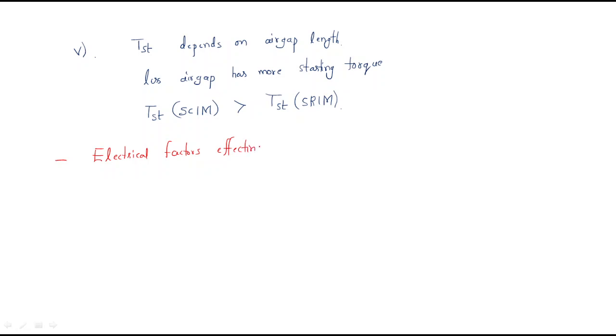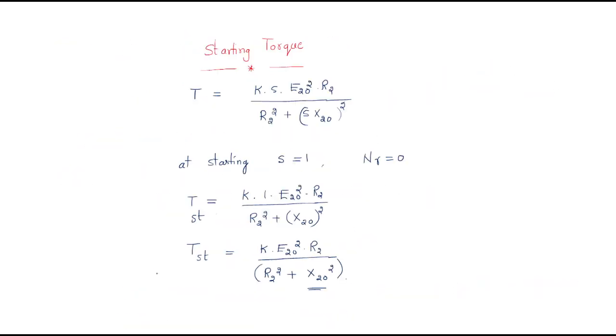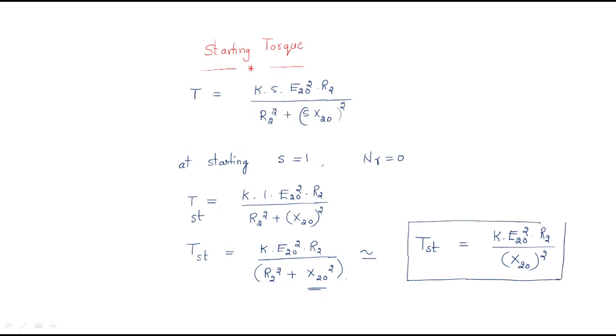Up to now these are the mechanical factors affecting the starting torque. Almost like the maximum torque, the starting torque has the same relations. The approximate starting torque final equation is like this. In the final equation, we can eliminate the resistance. The starting torque value depends on K E2 naught square R2 by X2 naught square. So this is about the starting torque.